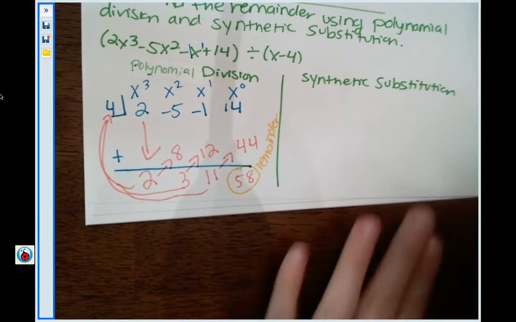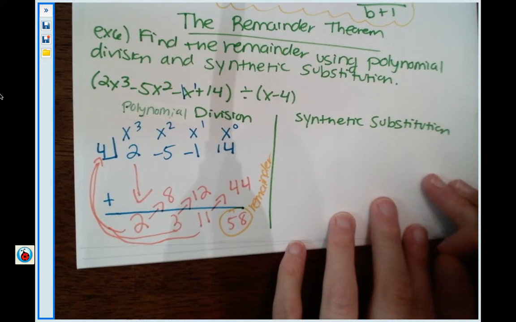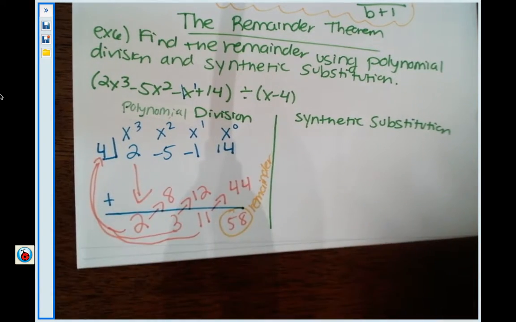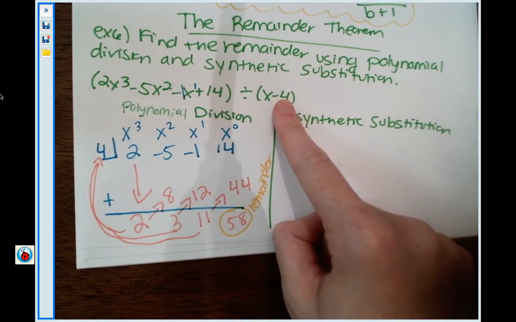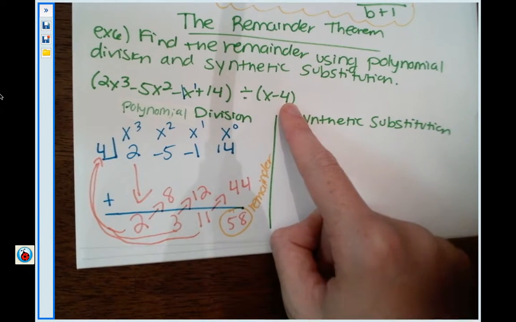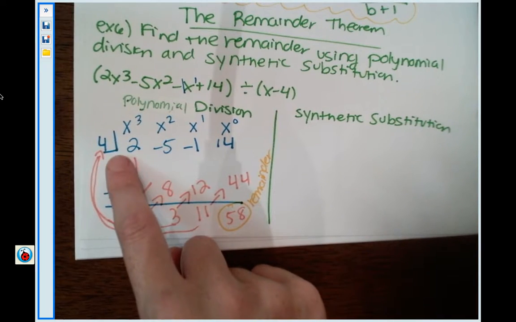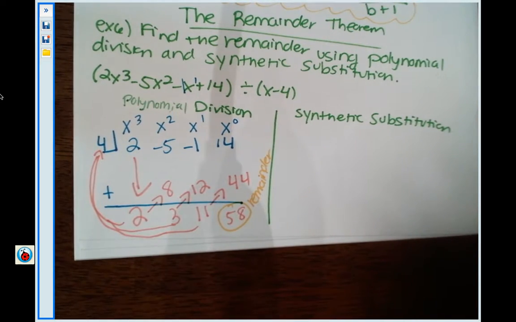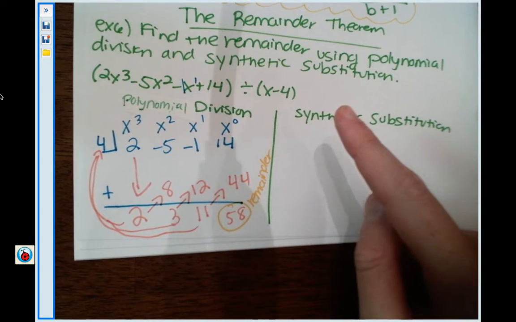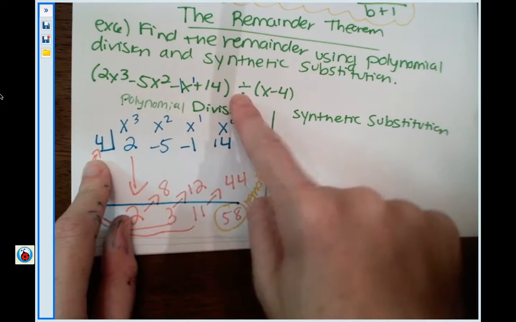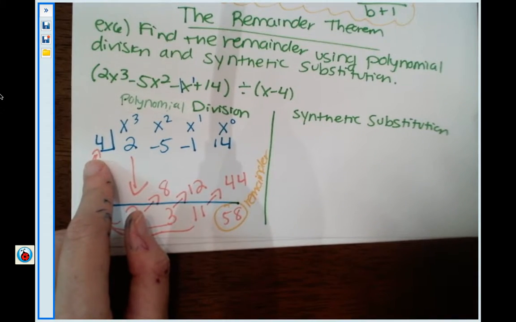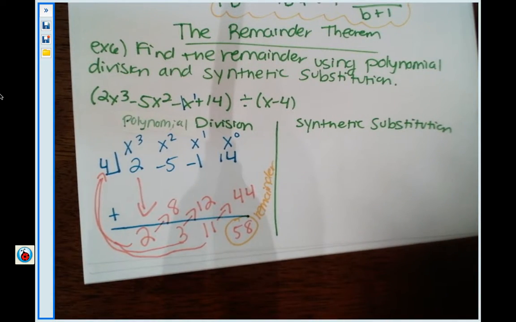So let's go through how we find the remainder using synthetic substitution. What the remainder theorem says is that you use the opposite of the divisor. Our divisor is x minus 4, but the opposite of that is positive 4. So basically, you guys, we're going to be using this number in our box. If you substitute the opposite of the divisor, which is the same number in the box, into the dividend, you should get the remainder. The dividend we're going to call p of x.